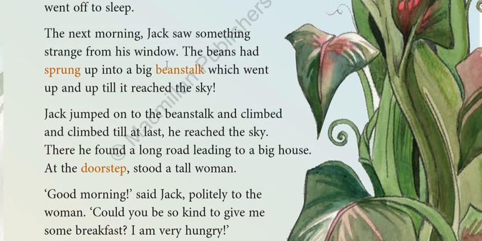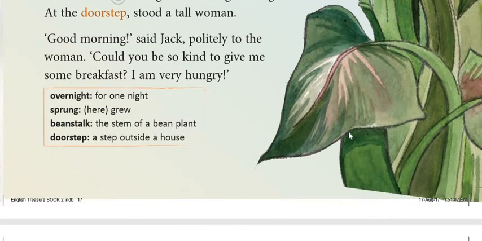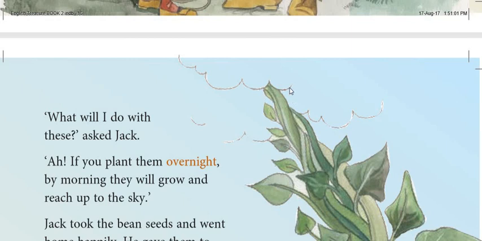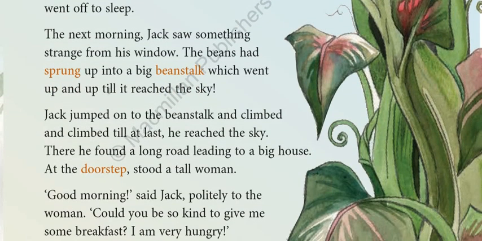The next morning, Jack saw something strange from his window. The beans had sprung up into a big beanstalk which went up and up till it reached the sky. So now what happened, students? As per the promise of the old man, Jack saw something interesting, something unusual. Strange means unusual, which he had never seen in his lifetime till that date. So he saw a beanstalk. Sprung up means it grew up. A beanstalk means a long plant of beans grown from the bean seeds. If you can see, it starts right from here and goes up and up to the sky. So this is what the old man promised Jack, isn't it so? So now Jack was really very happy.